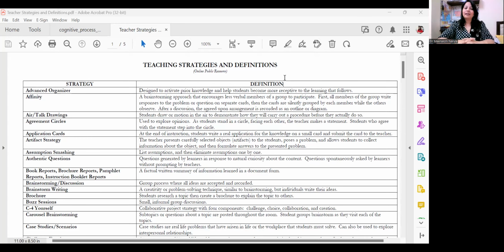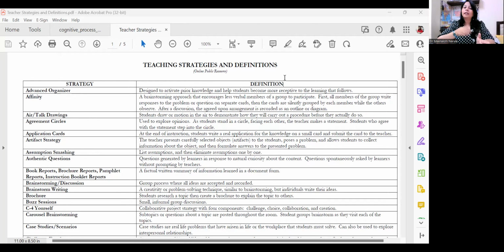The first one is advanced organizer, designed to activate prior knowledge and help students become more receptive to the learning that follows. The objective is PK testing, previous knowledge testing. For that, you can have different kinds of organizers. As I've already shared, a number of organizers are there. You can use any one of them.